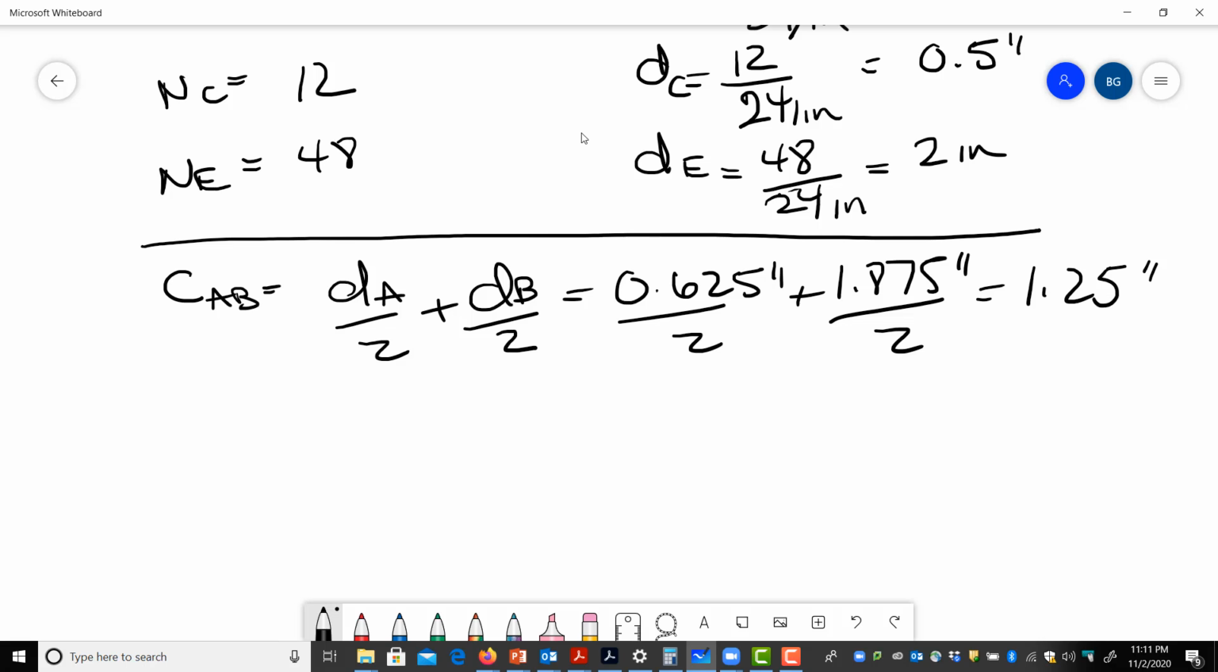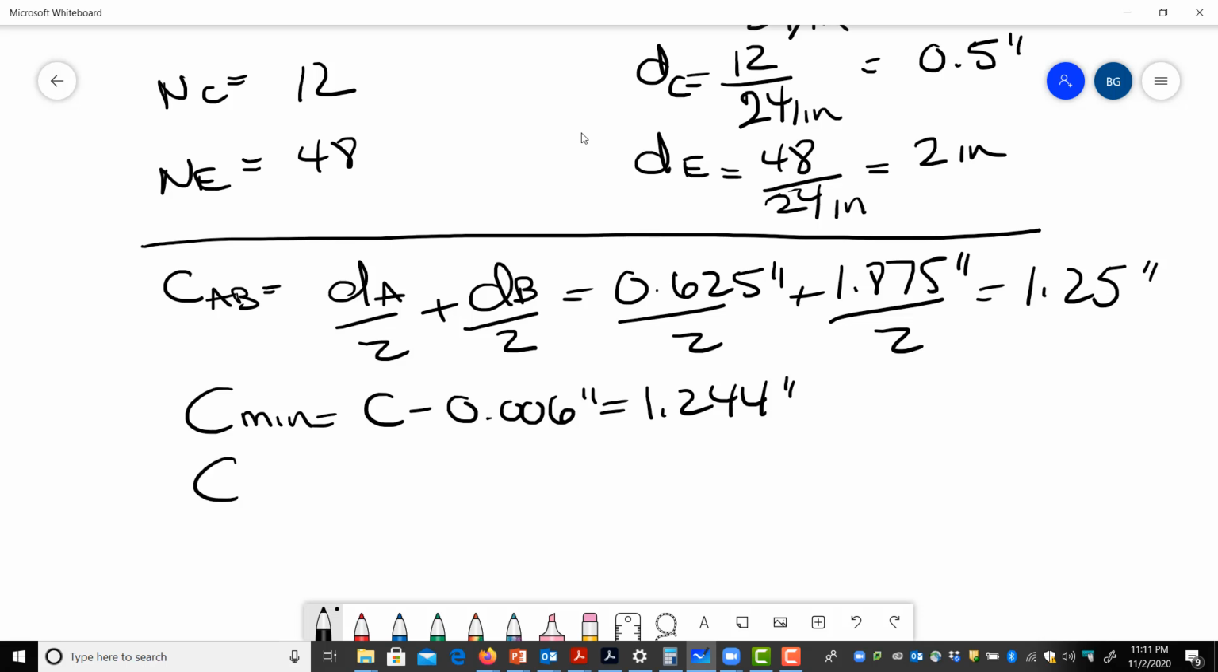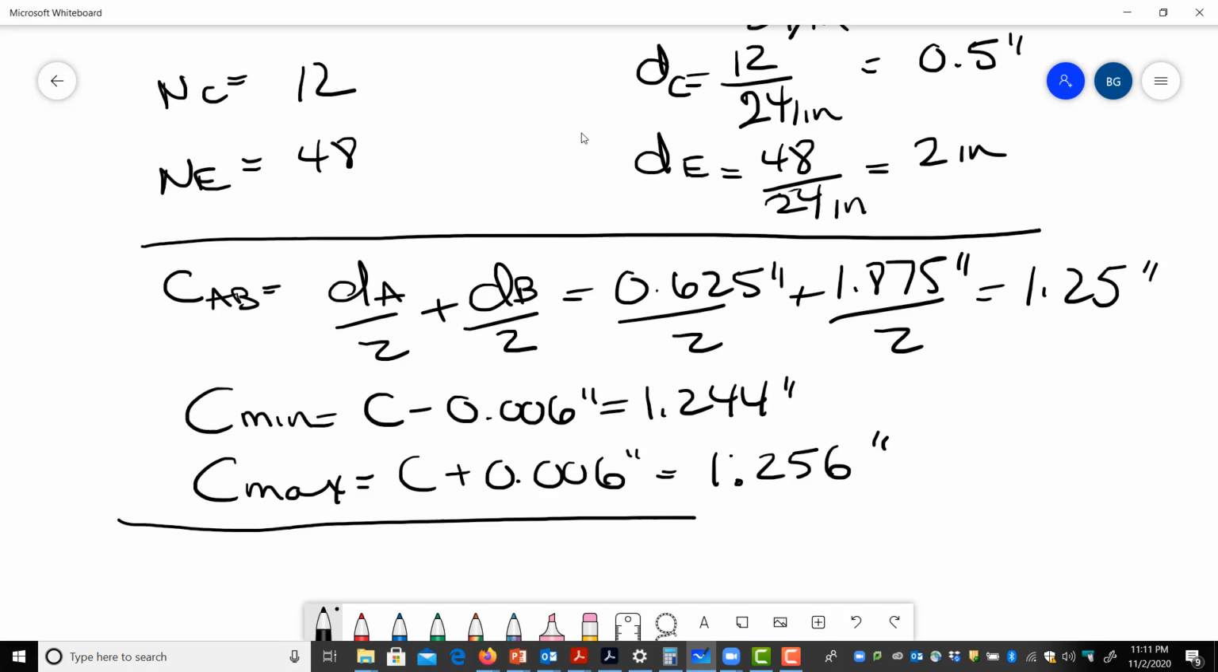Now, if you do your Cmin, as per the question, it's going to equal C minus 0.006 inch equals 1.244 inch, and C max, C plus 0.006 equals 1.256. Nice and easy. Okay, so we have that now. Just scroll up here.